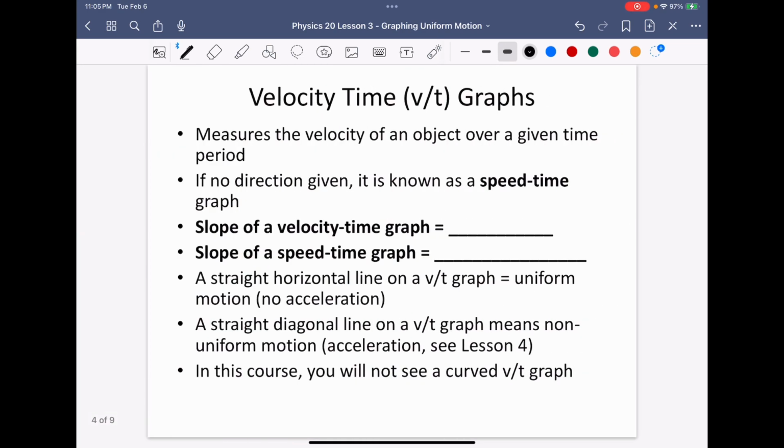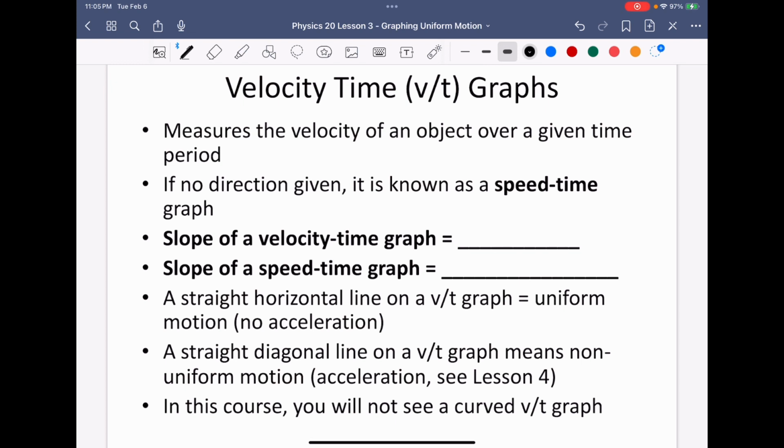Okay. Now, as we move on to velocity versus time graphs, remember, going forward into lesson 4 and lab number 2, this is going to be a critical piece of knowledge to have here. But again, we're just going to break it apart in terms of definition here. So again, if no direction is given, we just know it as a speed versus time graph. But for the most part, we're going to look at velocity time graphs for the majority of problems. But if we do see speed versus time, just know it's the scalar approach or the non-directional approach.